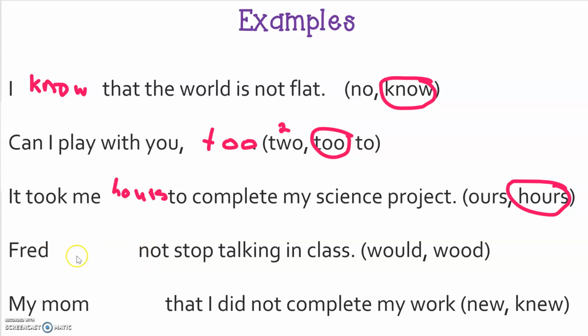Fred blank not stop talking in class. So which one of these? I remember this wood means a part of a tree. So that wouldn't make sense in a sentence. Fred wood, a part of the tree, not stop talking. So it must be this one. Would. Fred would not stop talking in class.